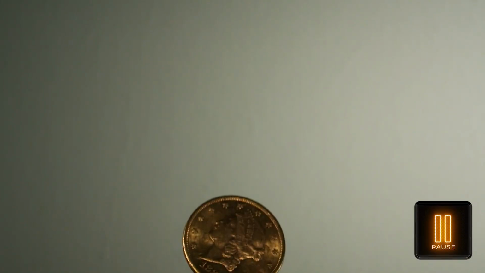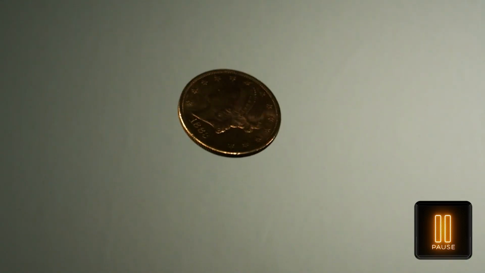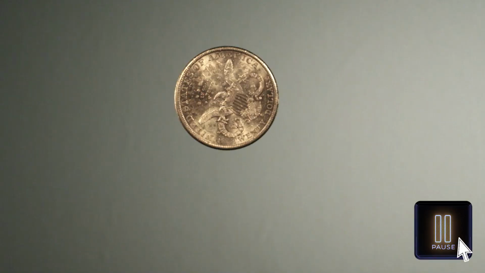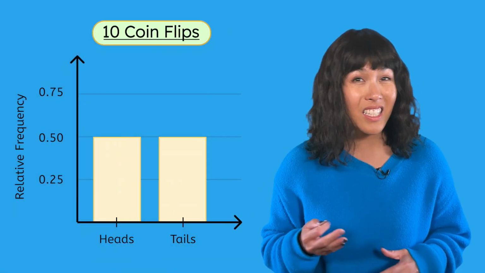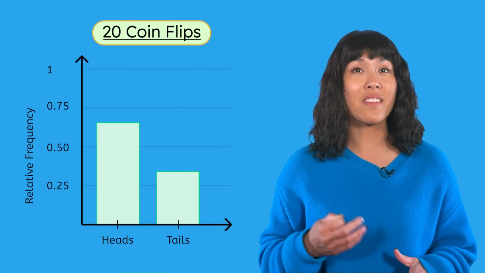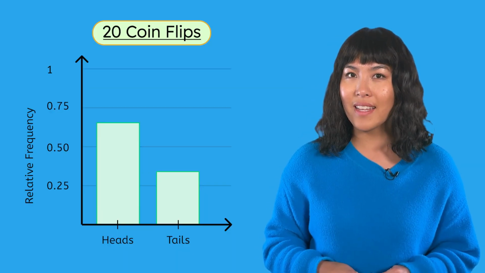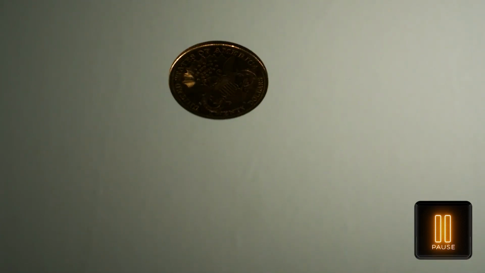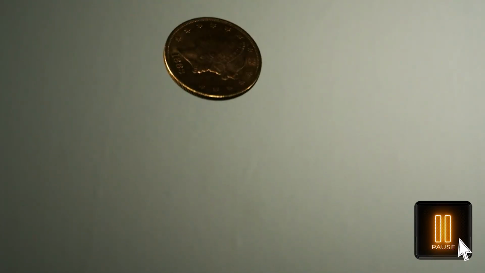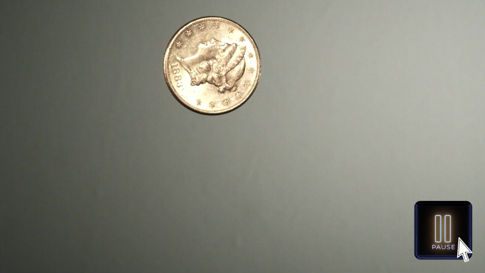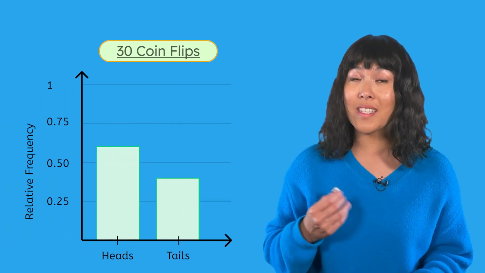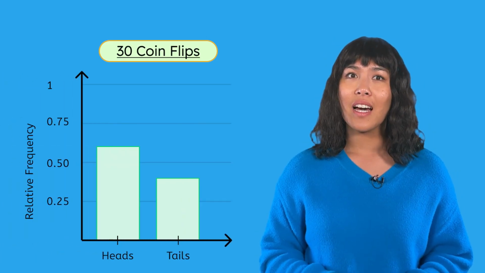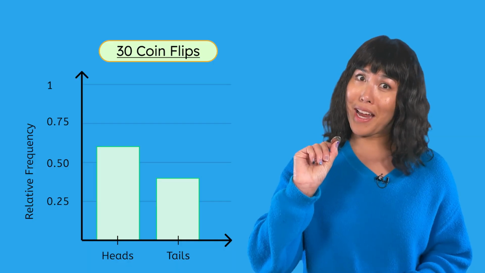Pause now. Flip your coin 10 more times and record your results in your guided notes. My results are looking a little closer to the theoretical distribution with 65% heads and 35% tails. How about yours? Let's try another 10 flips for a total of 30 flips. Well, it seems to be evening out even more with 60% heads and 40% tails. I'm feeling less skeptical about this coin now.